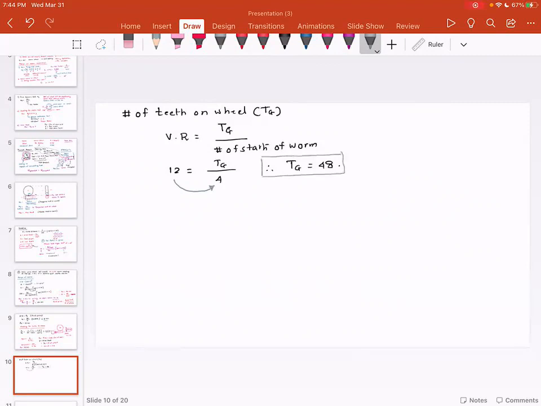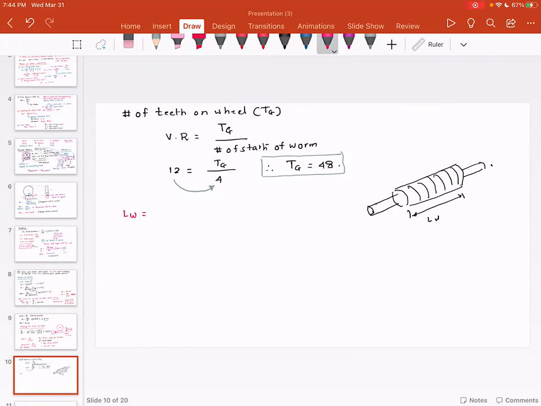The next step is that we have to find out the face length of the worm. So what is this concept of face length? Face length is how long this actual worm is, where the threads are cut. This is given as LW, and then this is just the shaft, which is not cut. So this is the actual worm, LW.